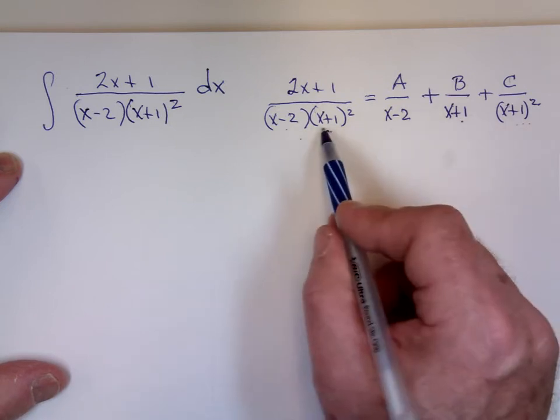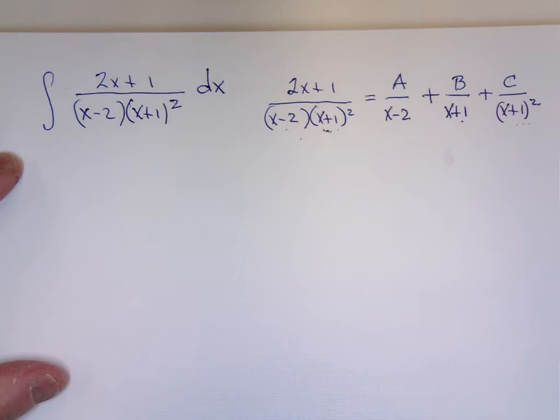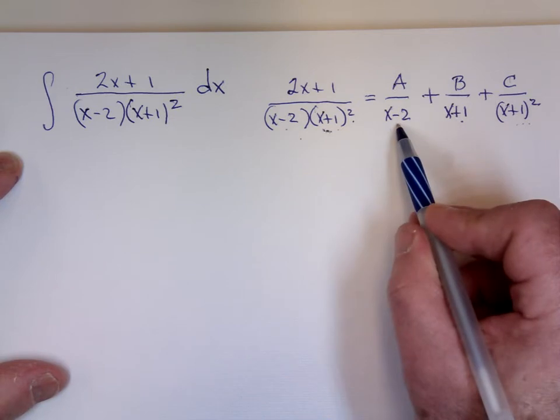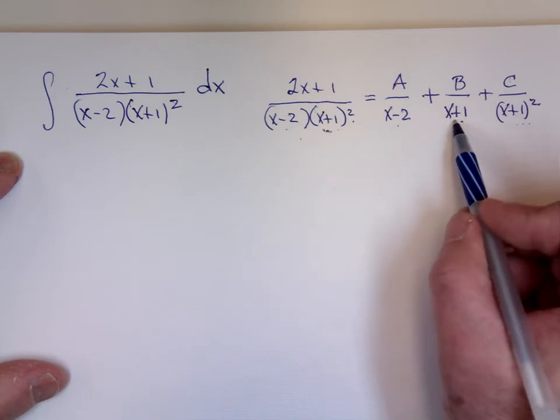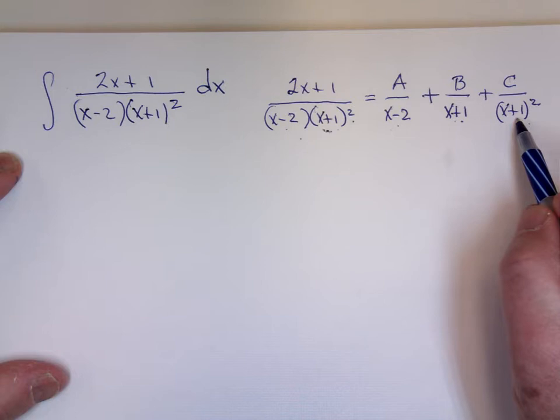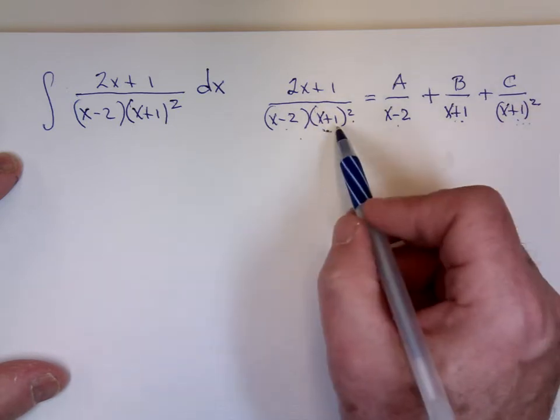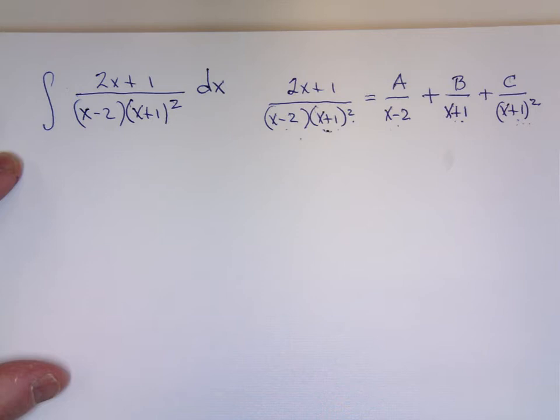If, for some reason, this had been a cubed, then you would have an x minus 2, you would have an x plus 1, you'd have an x plus 1 squared, and you'd have a d over x plus 1 cubed. Okay? Because that's the only way to generate all the possibilities. Now, we're going to solve for a, b, and c, and we're going to end up with a problem. But let's see what happens.